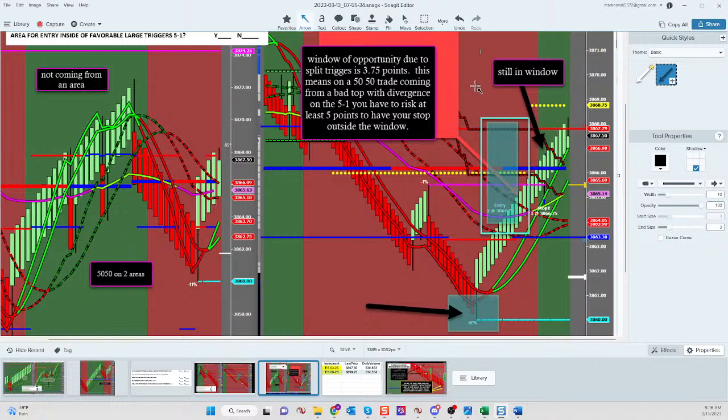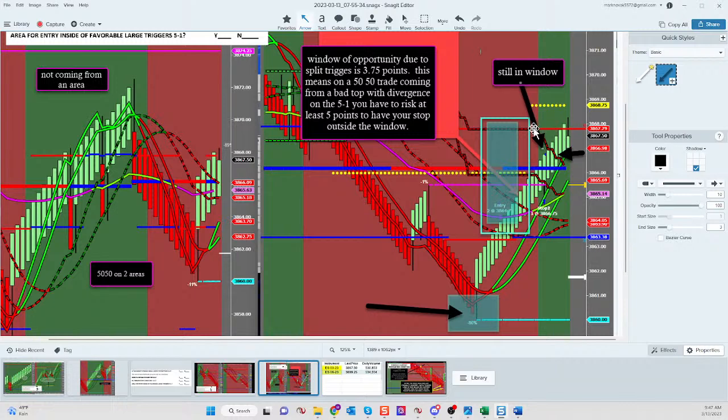But Joel, the one thing that really got me here is, do you see how your large triggers and your synthetic triggers are split one away from each other? That means that this market might continue. It has the potential to continue anywhere from the mid band down here at 38.64 all the way up to this resistance. There's about a 4-point range inside of favorable large triggers. Your stop is still inside of that window of opportunity. Does that make sense?